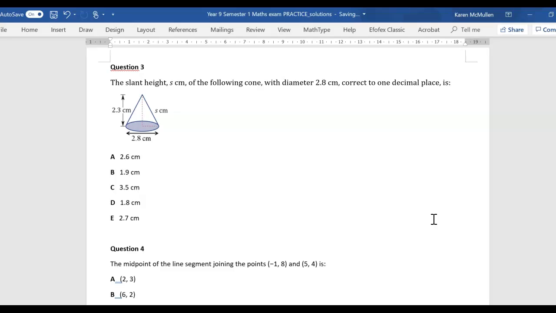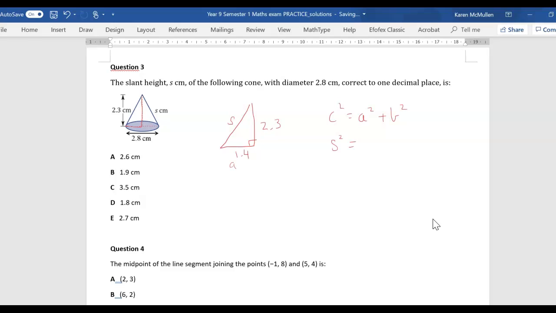All right, question 3. The slant height of the following cone with diameter 2.8 centimeters, correct to 1 decimal place is. So we've got a triangle within a cone. All right, so you can see the triangle has been drawn in red here, but if I go on to the other side, we're going to have the same triangle. So the height of that triangle is 2.3, and your diameter is 2.8, so half of that is going to be the base of your triangle, which is 1.4, and we want the slant height, which is S. So again, we're using Pythagoras' theorem, and then just substituting in everything.